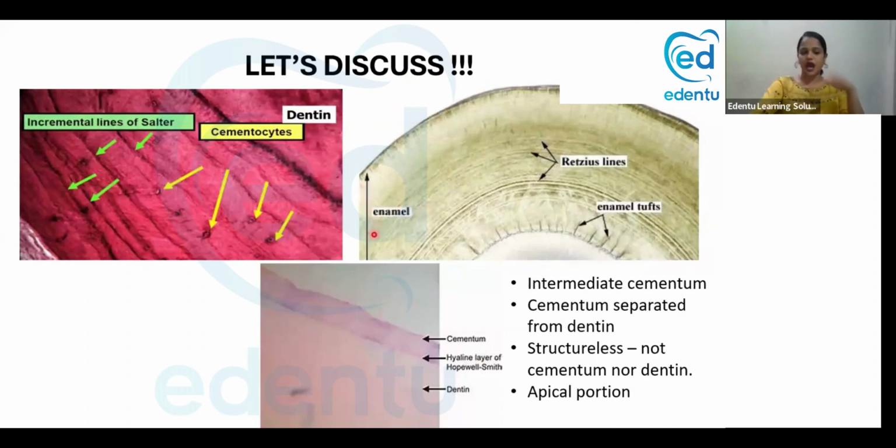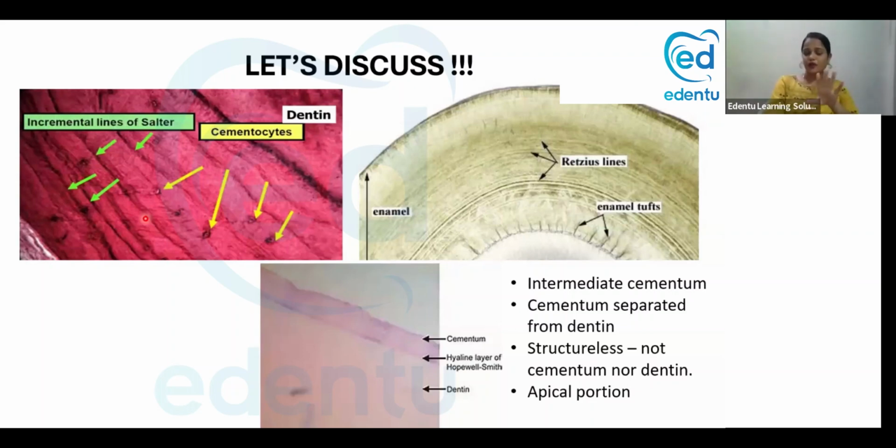This slide is just for discussing the other options. The incremental lines of Salter are nothing but the cemental incremental lines. Mineralized tissues like dentin, enamel, and cementum are not deposited in a continuous phase. They are deposited phase by phase. The cementoblasts will deposit cementum for some time, then take a rest phase, then again form cementum, then again rest, and so on.